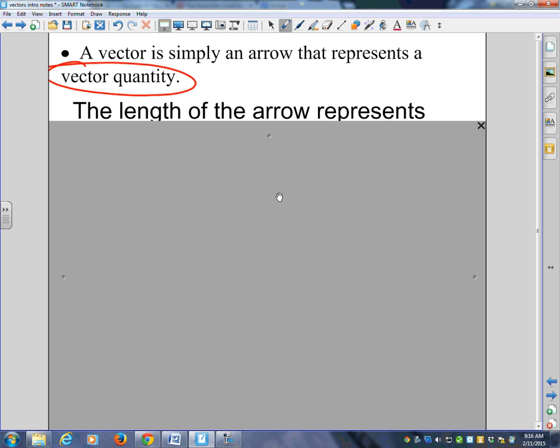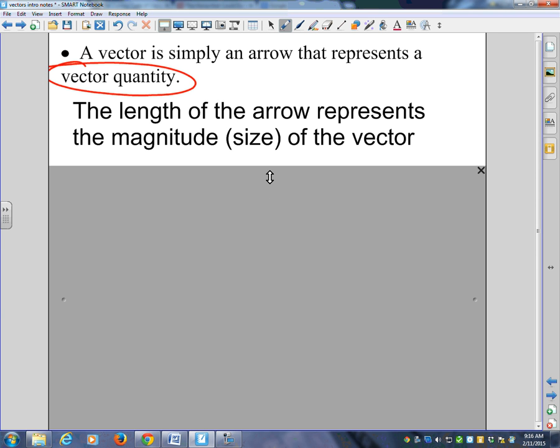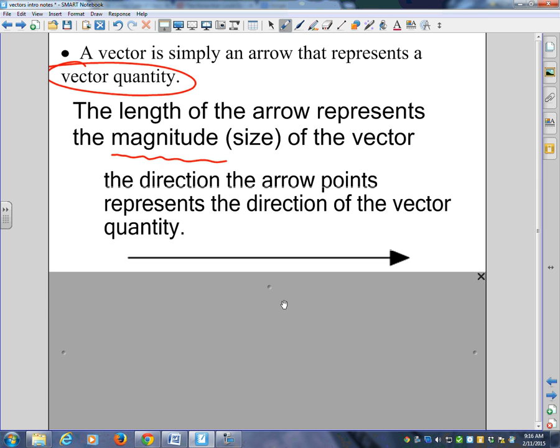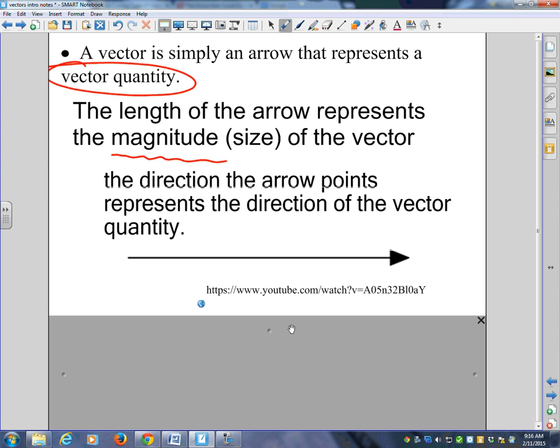Two parts are important. The length of the arrow represents the magnitude or size of the vector. Now, the word magnitude always gets people, so maybe highlight it or make a mental note. Magnitude means size. How big is it? And the second thing that's important, that's what you needed the ruler for, is the direction. The direction that the arrow points represents the direction of the vector quantity. And so we have to talk about direction today.